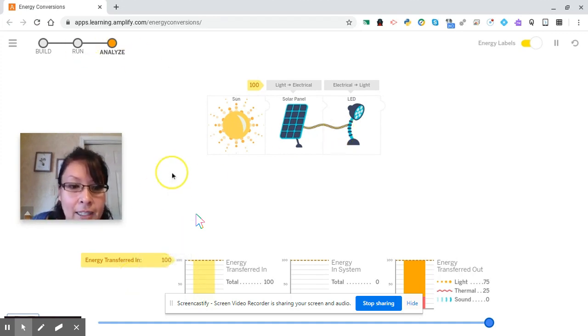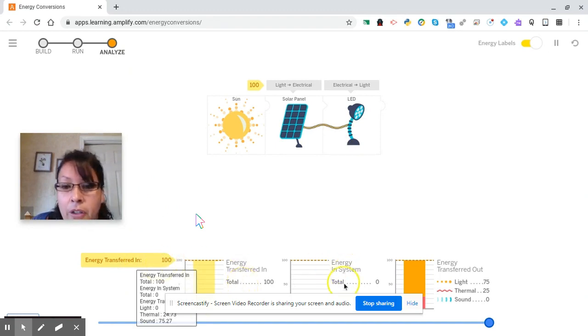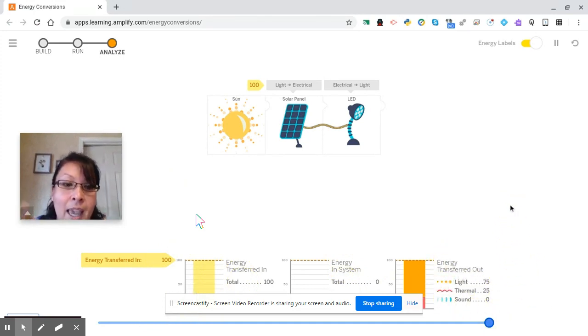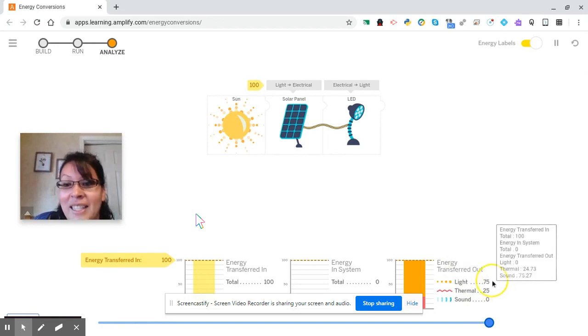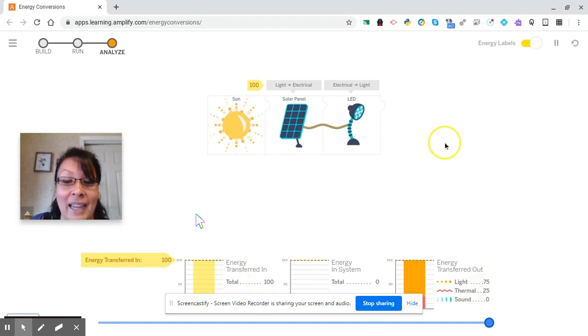Now let's look at the energy transferred in. It's 100%. The total energy in system is 0. So let's look at the energy transferred out, because we need to know what the output energy is. So this says light is 75 and thermal is 25. So 75 plus 25 is 100, which equals the energy transferred in. So we have both light energy and thermal energy that are energy output forms in this system. Okay, here we go. So that one was the light as an output energy.